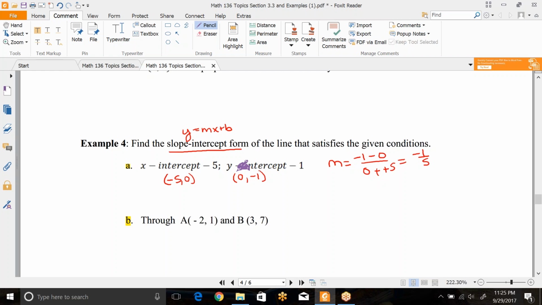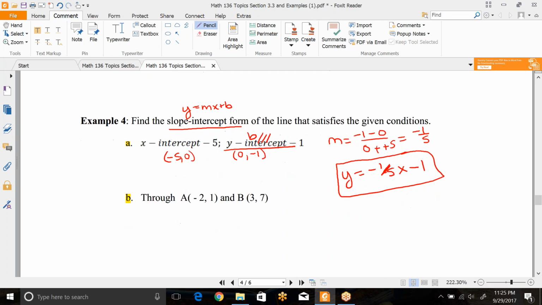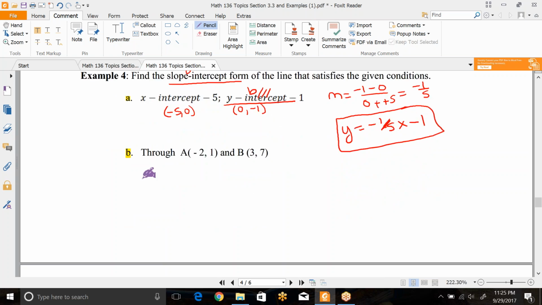And then we already know the y-intercept. Remember, y-intercept is b. So if you already know it, you can just write your equation. This is negative 1/5 x minus 1, because the y-intercept is negative 1. I could get the same result by plugging it into point-slope, but if you've already got the y-intercept, you already know your b. Okay, so let's look at the second one here. So the slope of this would be 7 minus 1 over 3 minus negative 2. So that's 6 over 5.